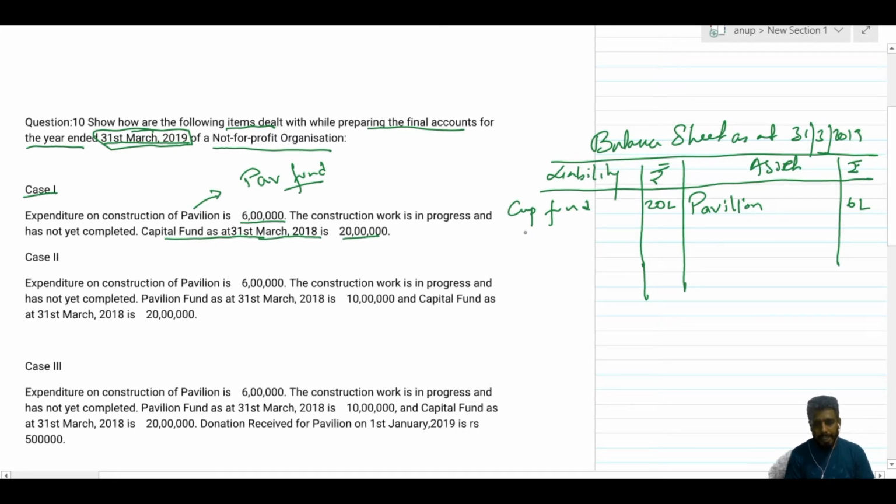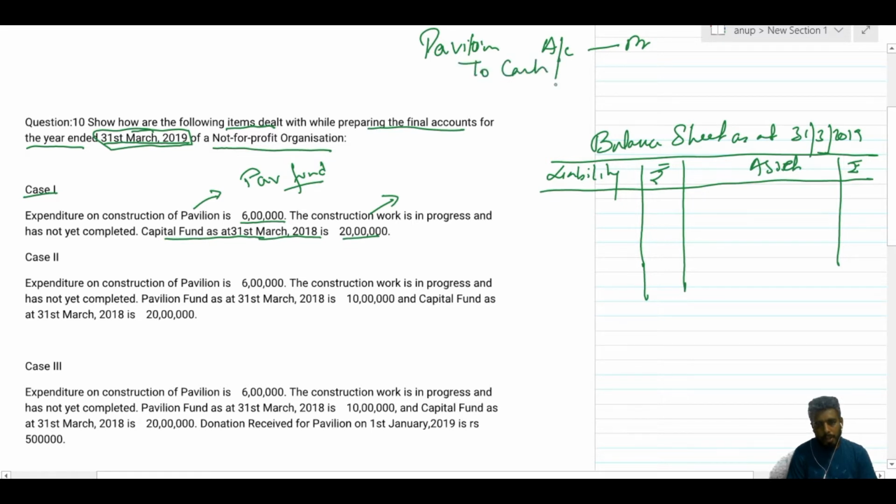Now let us see the second case. It is very simple, right? Nothing has to be shown. If you want to see the journal entry of this particular event, the journal entry would be pavilion account debit to cash or bank. So you see one asset is increasing and another asset is decreasing, and the capital fund is intact. There is no effect on the capital account, because whatever capital of 20 lakh you have is inside the cash, and the cash is being converted into pavilion. So the capital was shown as 20 lakh and the pavilion was shown as 6 lakh here. There was no change. However, you will see the changes in capital in the next case. So let us read out the next case.